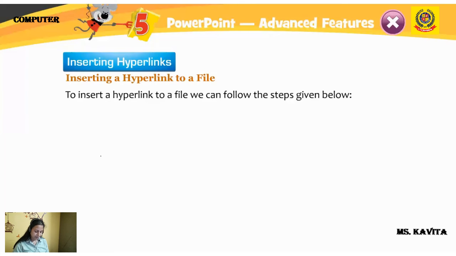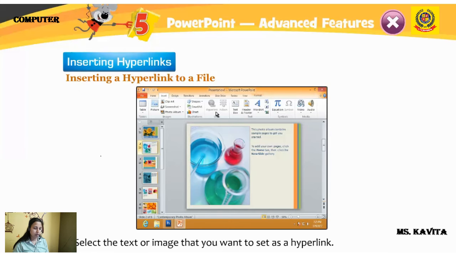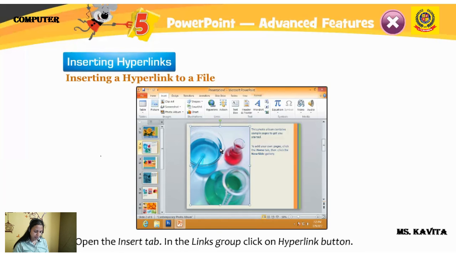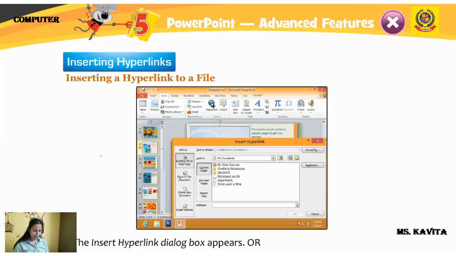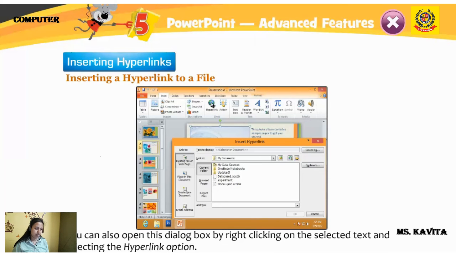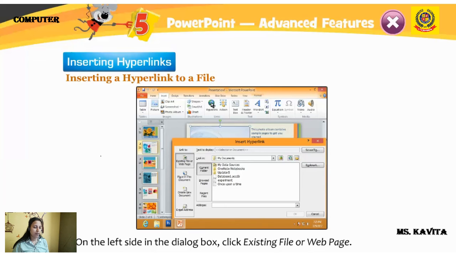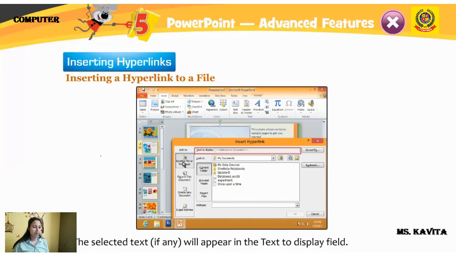Now third, on the left side of the dialog box, click on Existing File or Web Page. Then the selected text, if any, will appear in the Text to display field. Now you can change this text if you want. Suppose you want some other text, you can change it. Click the drop down arrow in the Look in field and select the folder or drive that contains your file.